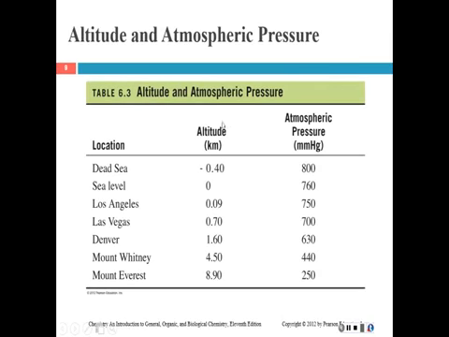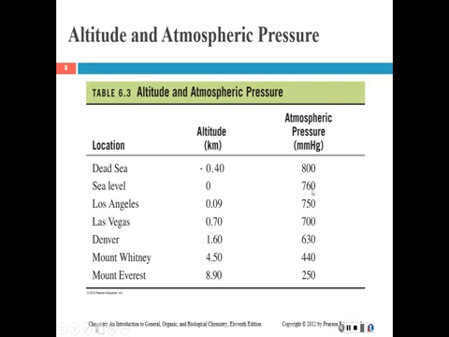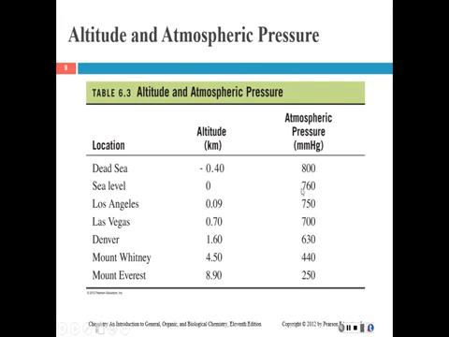Now here we have a table of altitude versus atmospheric pressure. What you want to notice is that at sea level, we're saying the altitude is 0 here. That's called standard pressure, 760 millimeters of mercury. If you're below sea level, like at the Dead Sea, you have higher pressure because there's more air above you.